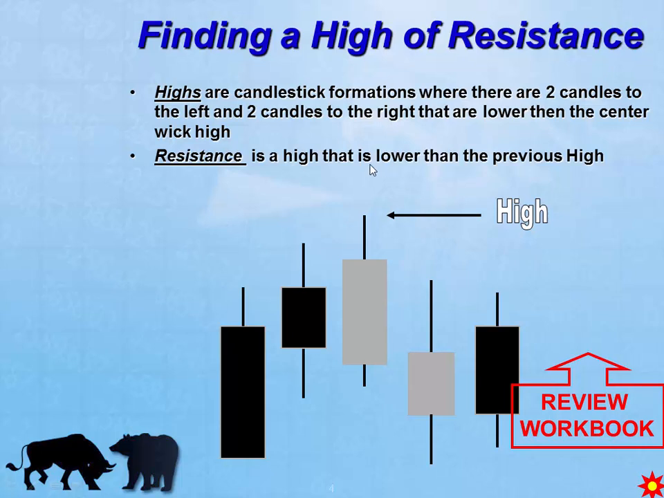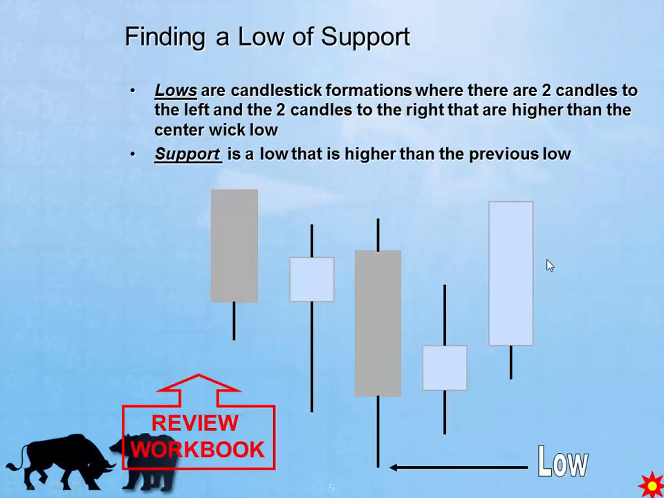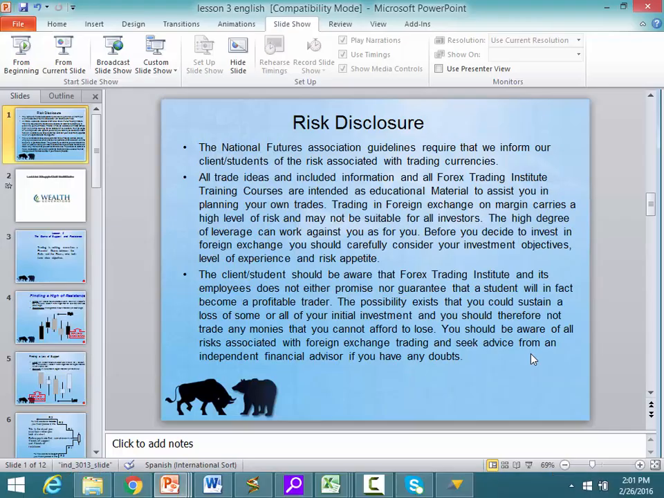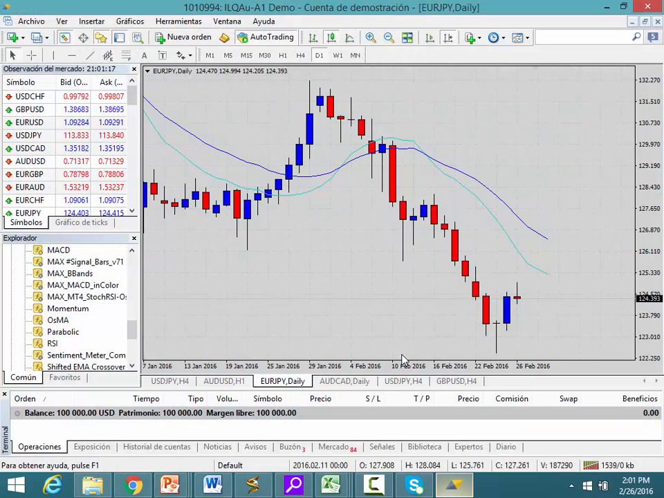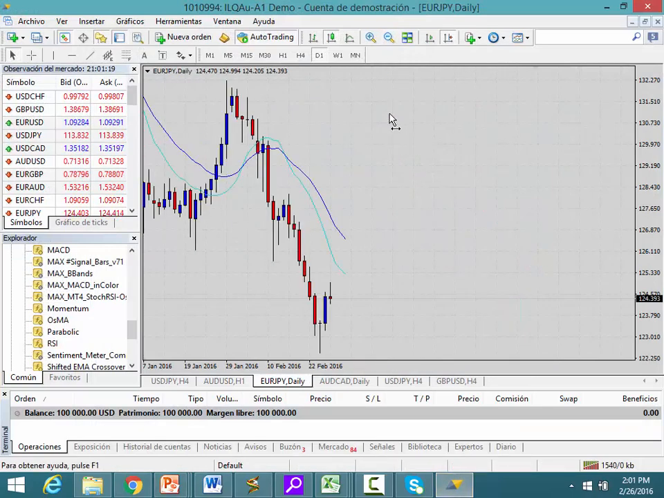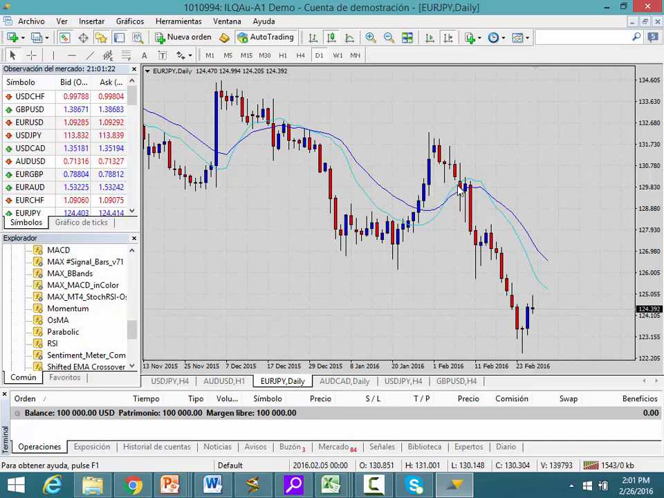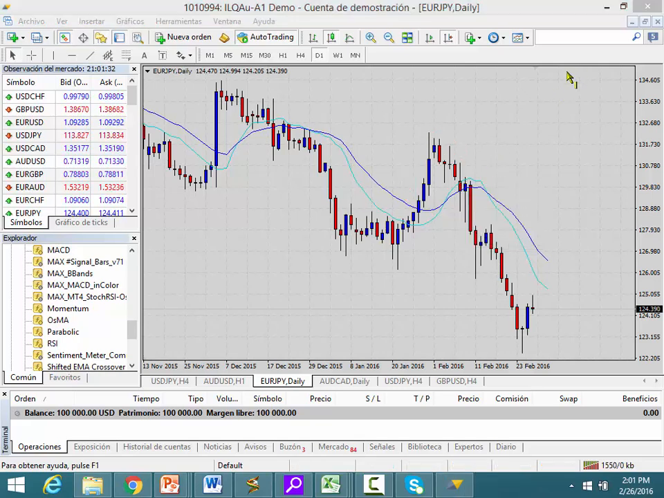And a high, the definition is when I have two candles lower to the left and two candles lower to the right. A low is when I have at least two candles to the left higher and two candles to the right higher. So if I open up the charts and I just scan, I could see right here we had a high point where we had at least two candles lower. Remember, it could be a lot more than two candles.